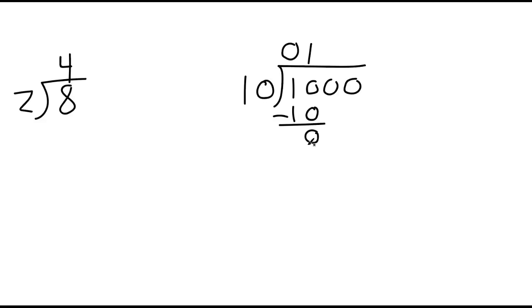Alright, so 2 minus 2 is 0. Drop down your 0. Well, there's absolutely no 2's in 0. Drop down this 0. Absolutely no 2's in 0. Oh, you know what? I skipped a step.